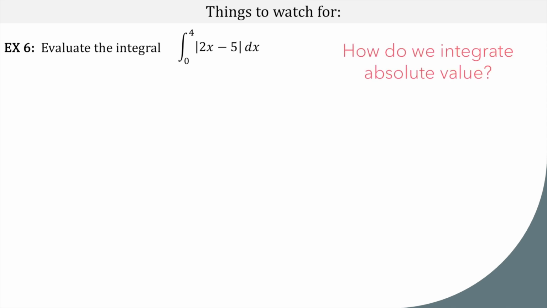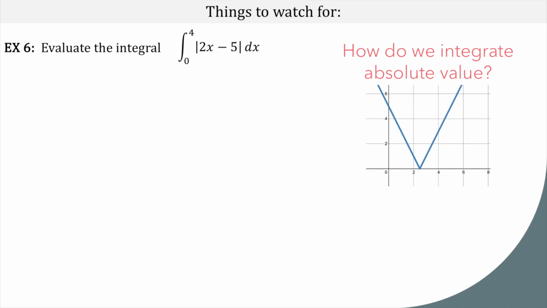What happens if we get absolute value? Let's graph this thing so we can see what's going on. We want the area under the curve from 0 to 4, so we've got a triangle there and a triangle there. Now, this part here, that's not differentiable. So we're going to have to split this thing. What is that point there? It hits the x-axis at 2.5.